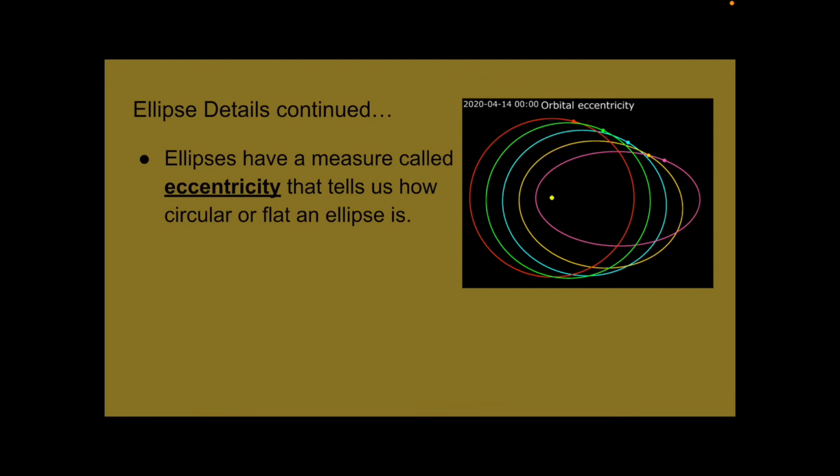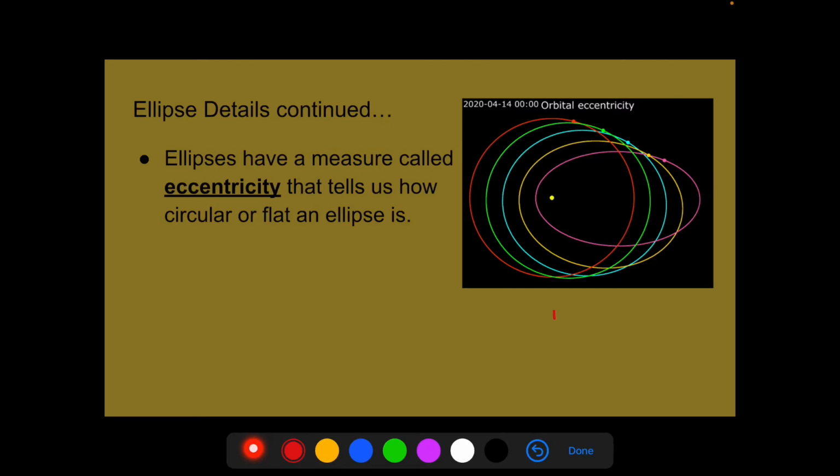All right, so talking about how we can calculate and quantify ellipses, they have a measure called eccentricity, so how elliptical these orbits are. So we can see that this red one right here is a perfect circle all the way around. And then we look at this pink one, and the pink one's actually very elliptical. So we can see how orbits' eccentricity can change from very elliptical, like the pink one, which would be close to a 1, to the red one, which would be close to a 0, super circular.